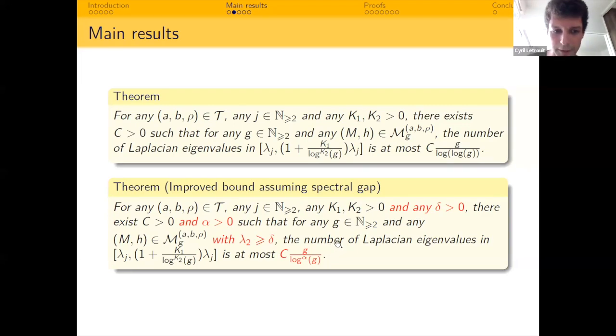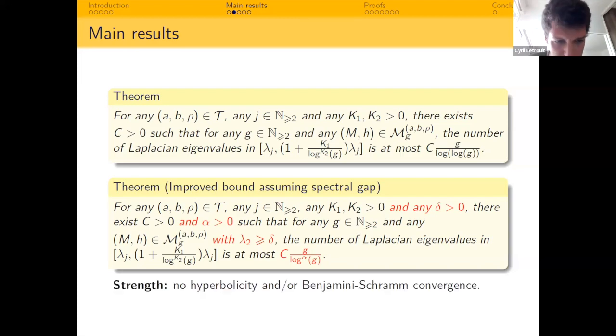Okay, so slightly better. What is interesting in these bounds is that they are sharp in some sense, because otherwise it would again be just a bound that we don't know how to improve. First, a comment: we are happy with this result because it's different from previous ones. There is no hyperbolicity or Benjamini-Schramm convergence, so it has to rely on different techniques.